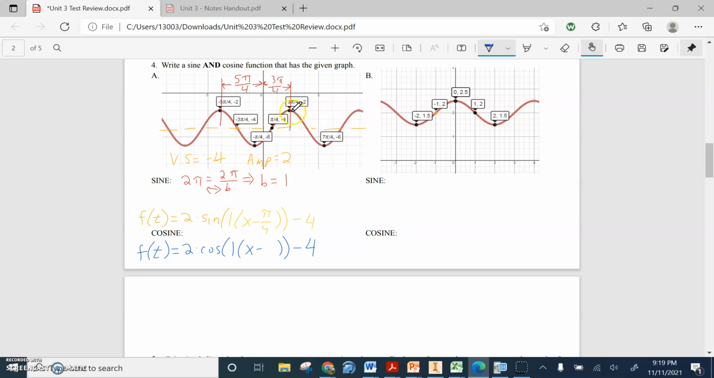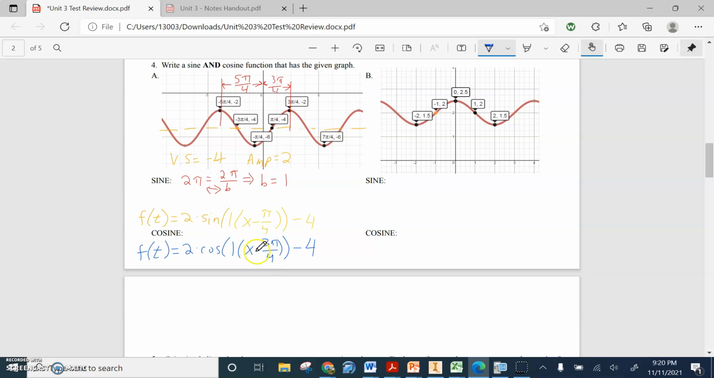Now, at this point, we have two choices. We have a peak here, and cosine should be peaking right at the y-axis. So we can either call this a shift to the right of 3 pi over 4, which would be like x minus 3 pi over 4. We could instead say, no, I'm going to call this more of a phase shift to the left of 5 pi over 4. That would just simply say x plus 5 pi over 4.